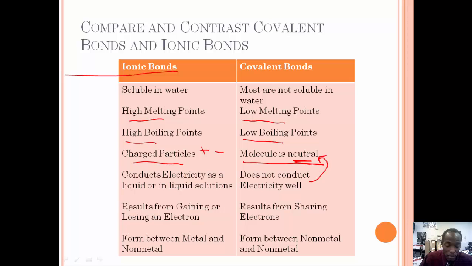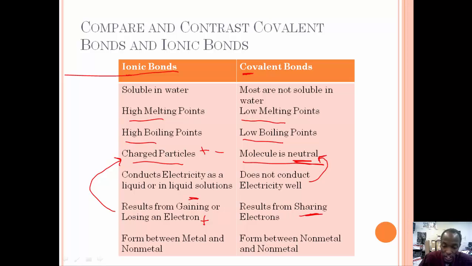In ionic bonds, they result from gaining or losing an electron. This goes back to the charged particles. If you gain an electron, you become negative. Remember, if you gain negativity, you become negative. If you lose an electron, if you lose negatives, you then become positive. Alright? And in covalent bonds, think of the word co, like cooperate.